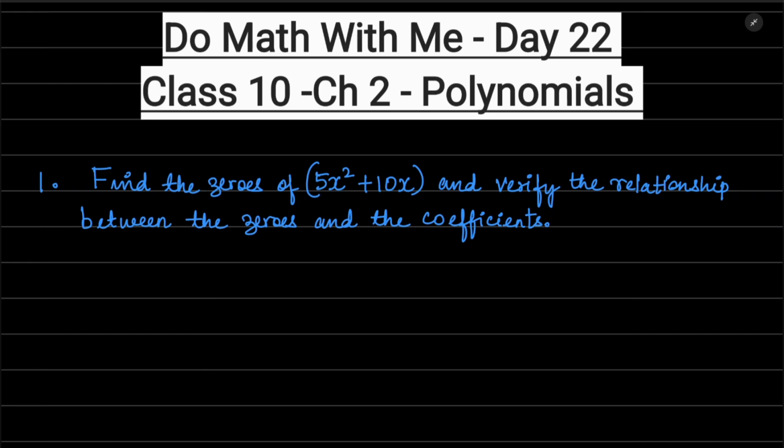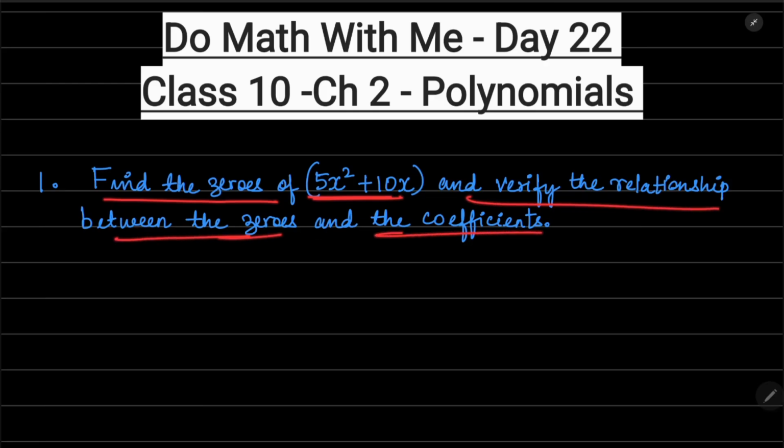Pause the video, make a note of the question, and please solve it based on what you have learned so far, and then you can verify the solution. Let's get started. So the first question is, find the zeros of 5x square plus 10x and verify the relationship between the zeros and the coefficient.